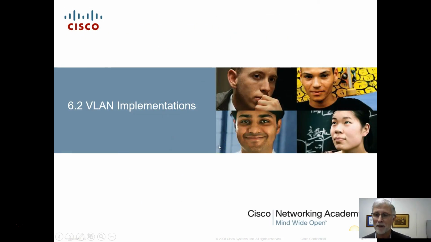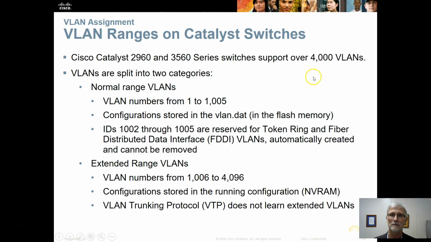So how do we go about implementing this? Now that we've got data ranges, some of the switches can have over 4,000 VLANs.